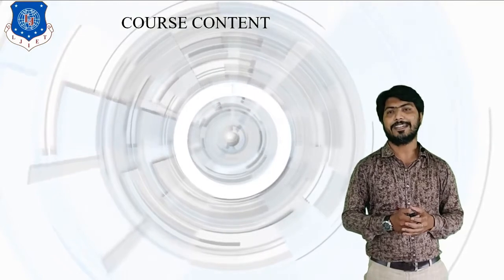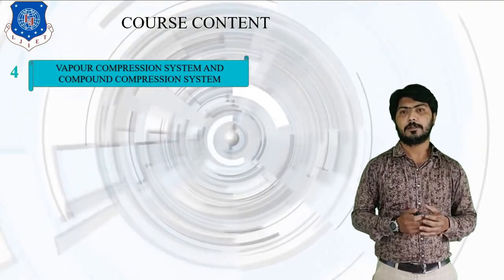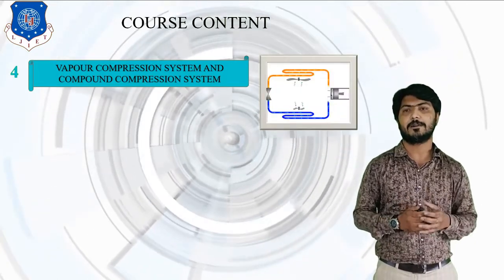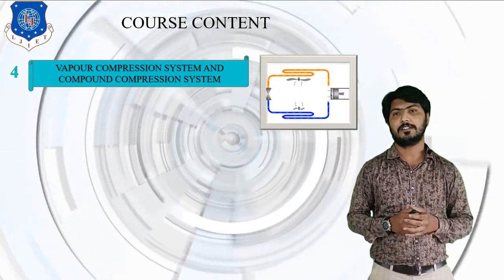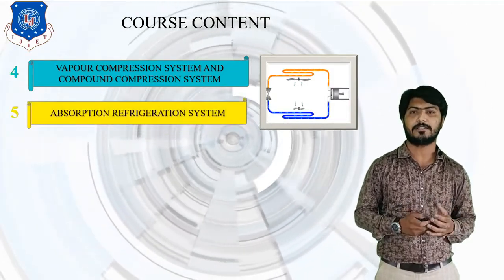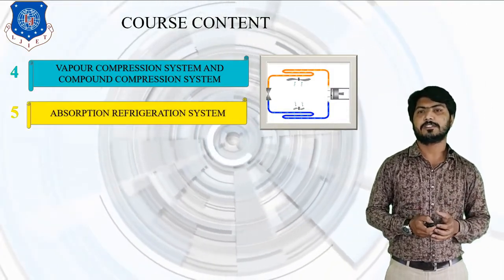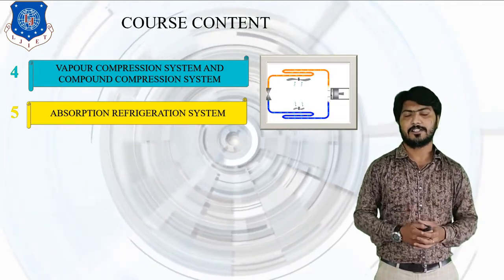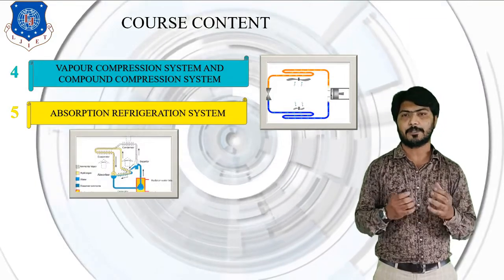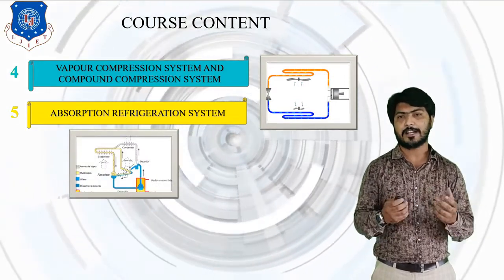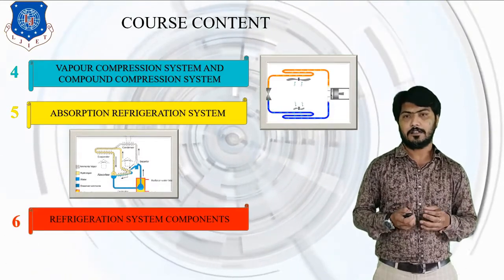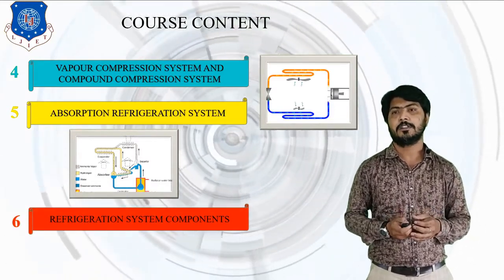Fourth chapter is vapor compression system and compound compression system. In this chapter we discuss the vapor compression cycle, or VCR cycle, and multi-staging compound compression system. Fifth chapter is absorption refrigeration system. In this chapter we will learn about different types of absorption refrigeration system like vapor ammonia refrigeration system, Electrolux vapor refrigeration system and lithium bromide refrigeration system.